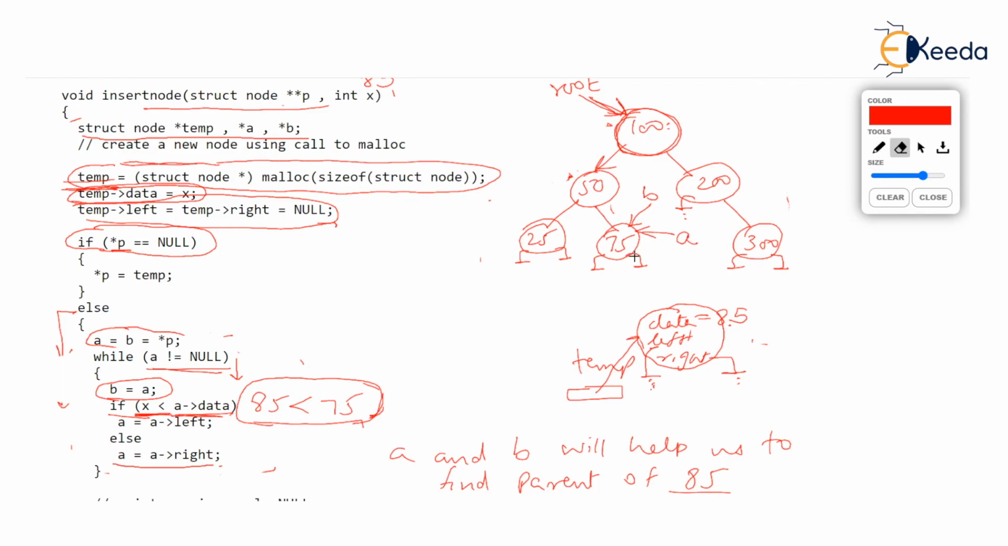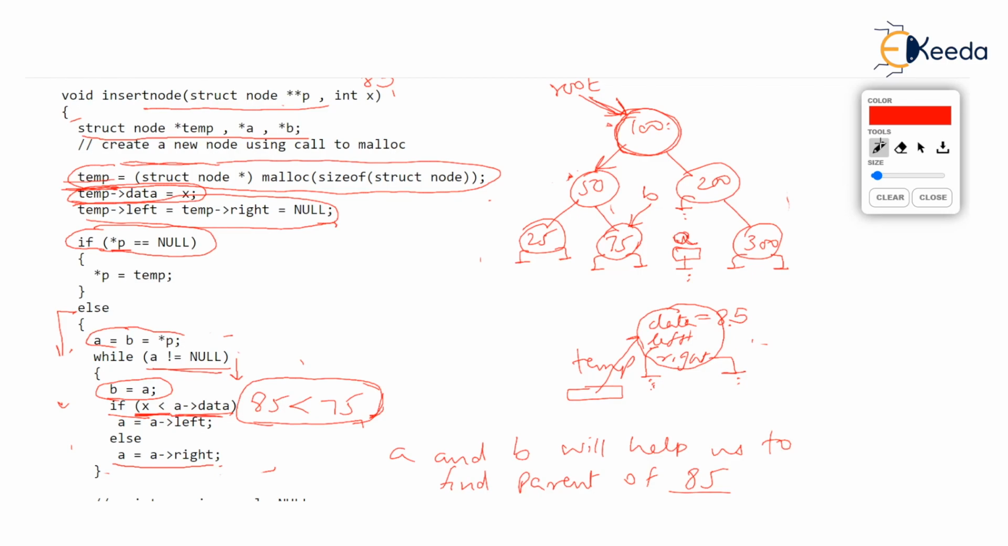Watch the cursor. If A becomes equal to A arrow right, but A arrow right is null, that means A will literally become null. The pointer A will now have a value null, but B has not become null. Observe how B was carefully following A, isn't it? So B is still at 75, but A has moved ahead. We have said A should become A arrow right, so A has become null.